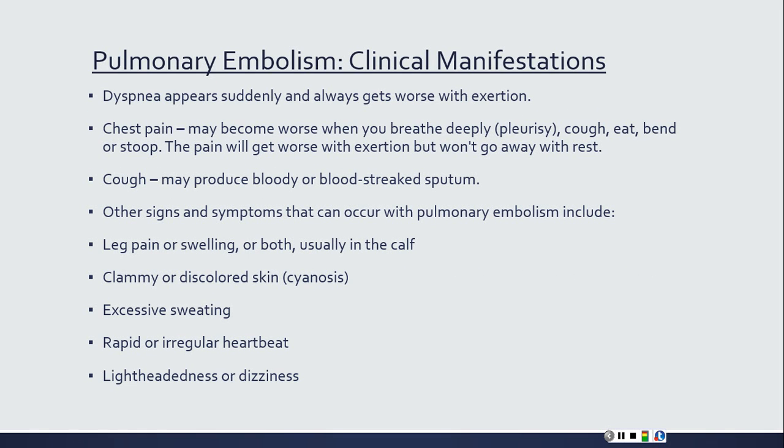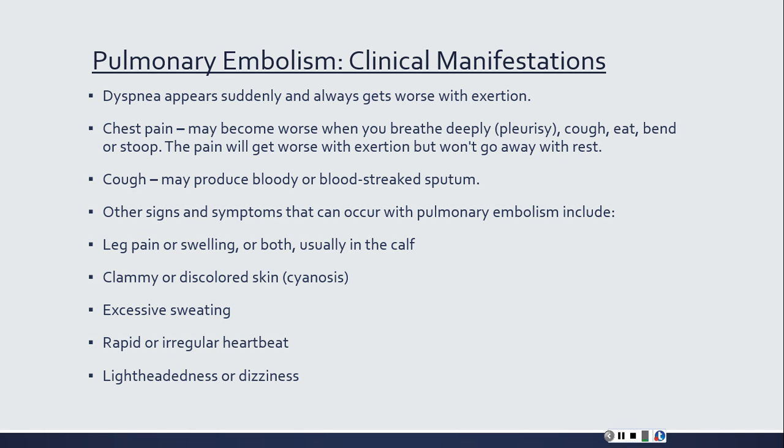Pulmonary embolism: dyspnea appears suddenly and always gets worse with exertion. So they start to work. Well, we've got a clot here. What's happening? We start to move. Activity requires more oxygen. It demands more oxygen, so it's going to get worse. We are depriving ourselves even more of oxygen because the circulation is not getting to where it needs to go. The gas exchange process is not occurring.